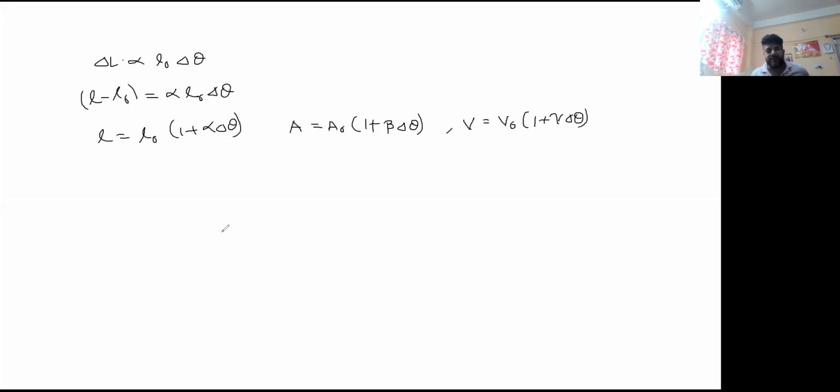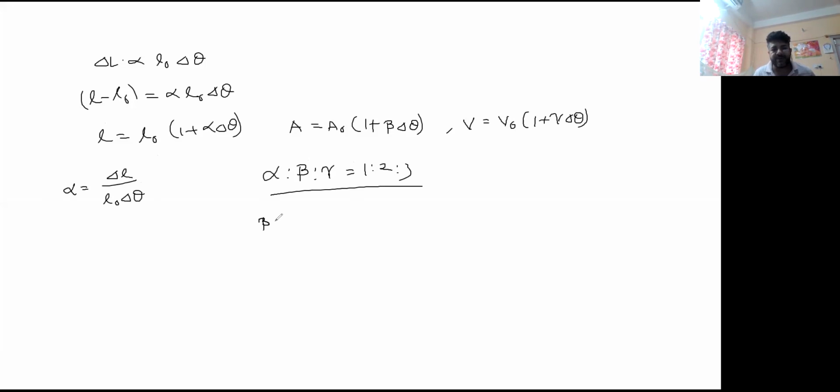Now, if you want to find out the relation, alpha is to beta is to gamma is 1 is to 2 is to 3. So this one is very useful. Here alpha is the coefficient of linear expansion, that is, change in length by original length into change in temperature.